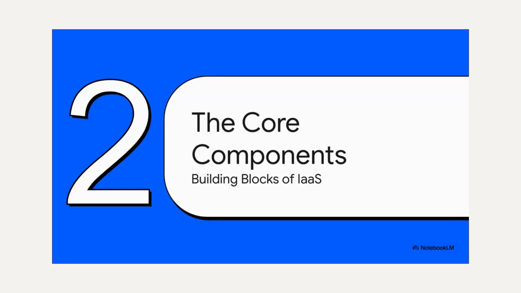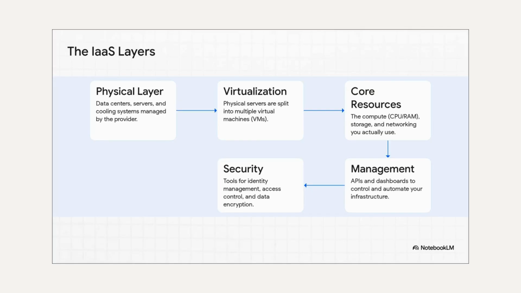Now, to really get a handle on IaaS, we need to look under the hood. So what are the fundamental building blocks that make this whole thing work? Let's break it down layer by layer. Okay, it all starts at the very bottom with the physical layer. We're talking about real data centers with real servers and cooling systems, all the stuff the provider handles.